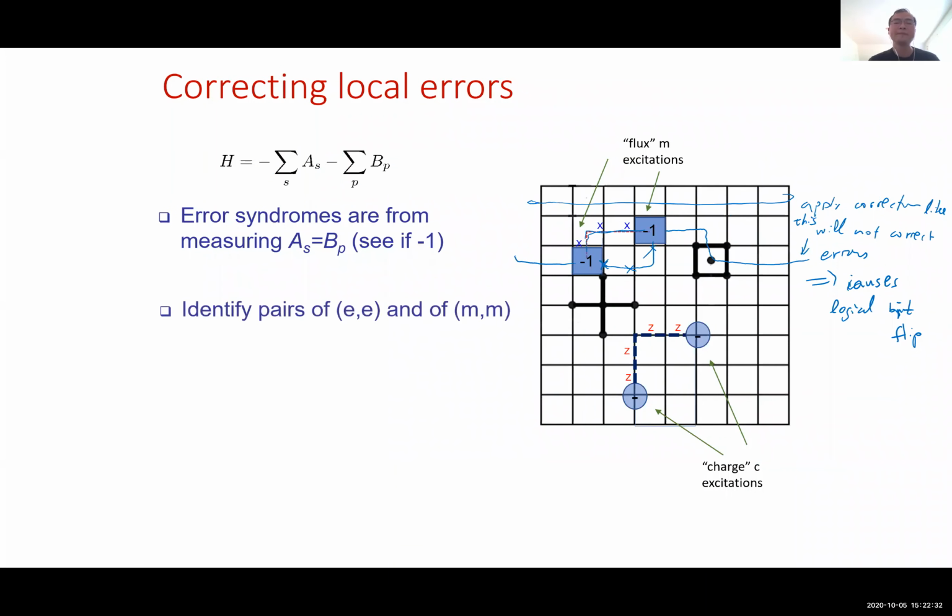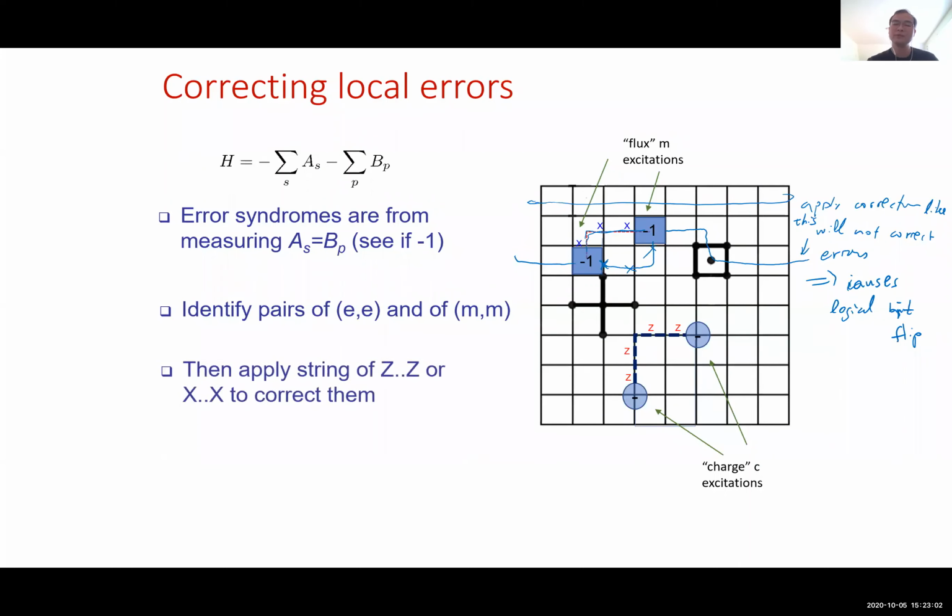Okay. So basically the upshot is that you identify the local pair of charges. It doesn't matter how you identify the pair. As long as the rate is low, these pairs should not go very far. Okay, and you just locally correct them back. Okay, so that's the way to correct local errors.